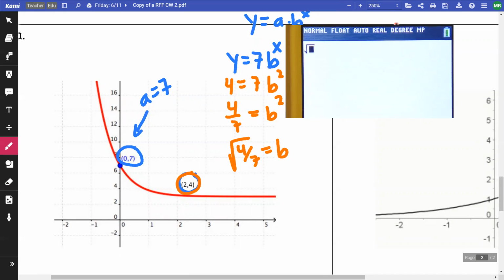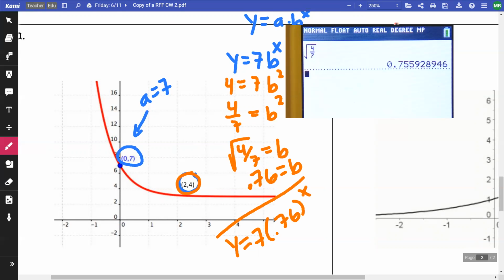And I'm going to do 4/7, okay? Or 4 divided by 7, either way. It's not going to be a pretty answer regardless. And we get about, let's say, a 0.76. So this b equals about a 0.76. So our equation would be y equals 7 times 0.76 to the power x.